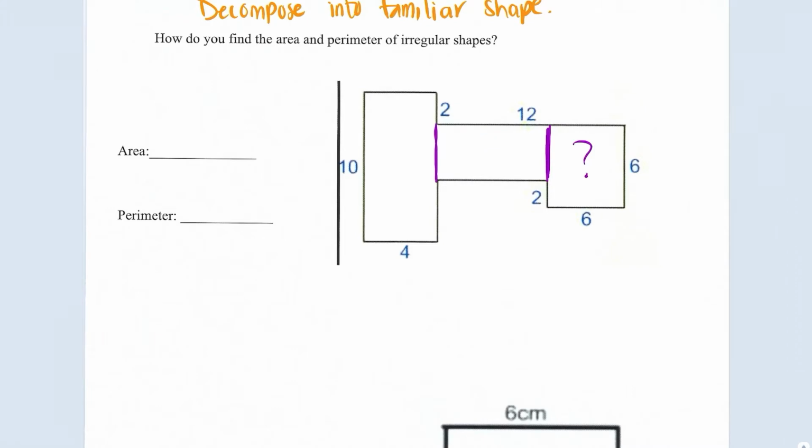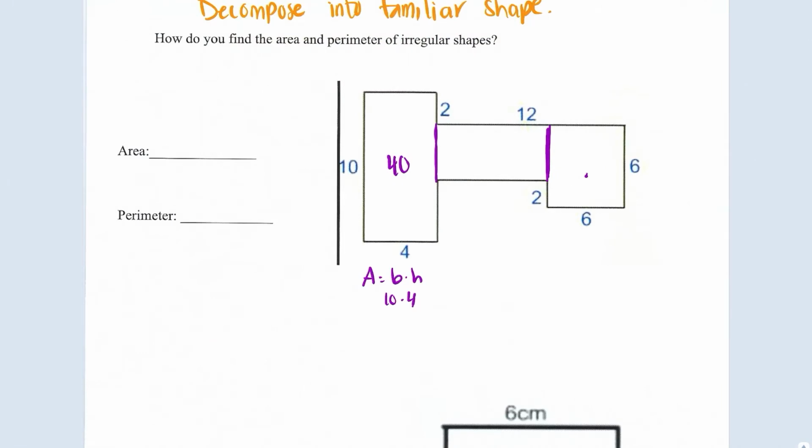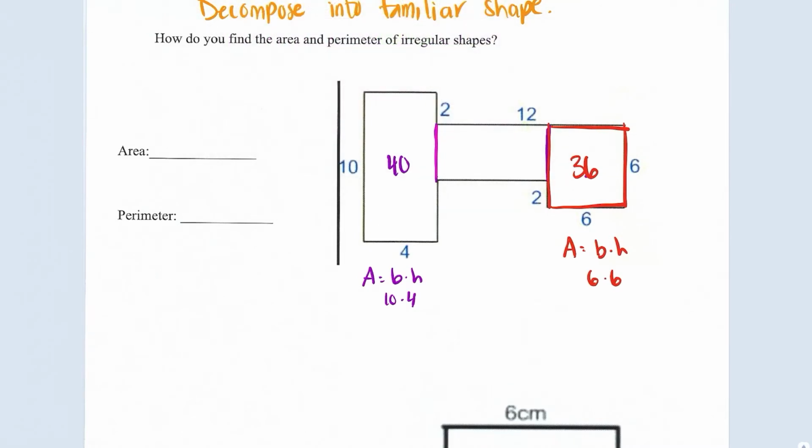So let's find the areas of the ones we can first. I see this first rectangle here. I'm going to use area equals base times height, so it's going to be 10 times 4. So this area is going to be 40. Then I'm going to do this in red, this square over here. I'll highlight this in red. There we go. I know that the area of a square is base times height, so I'm going to do 6 times 6, which gives me 36. Now I need to find the area of this rectangle in the middle. I'll do this in pink.